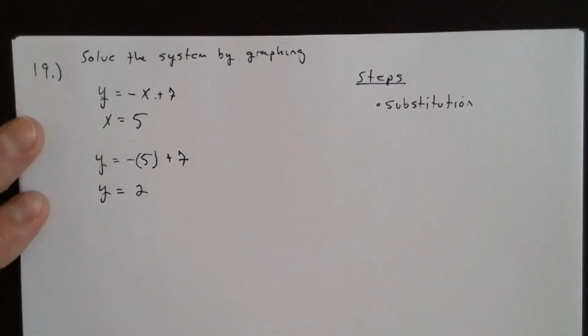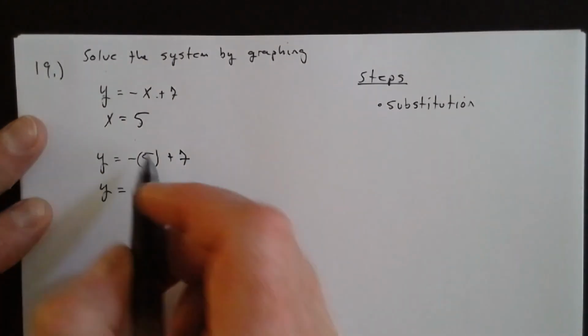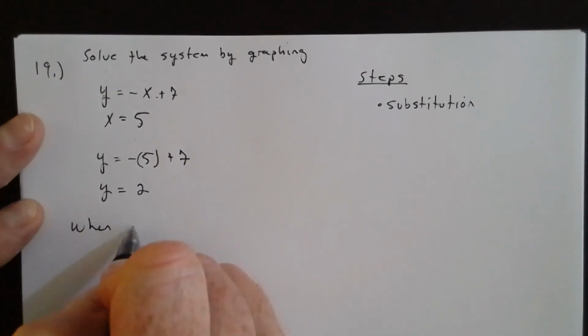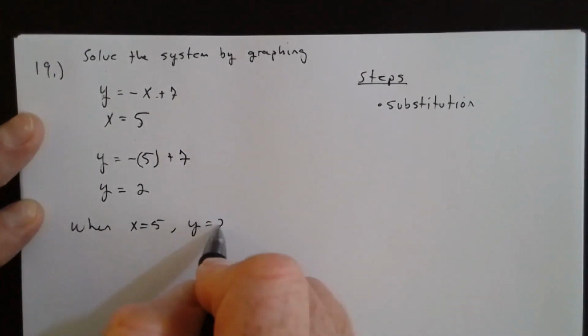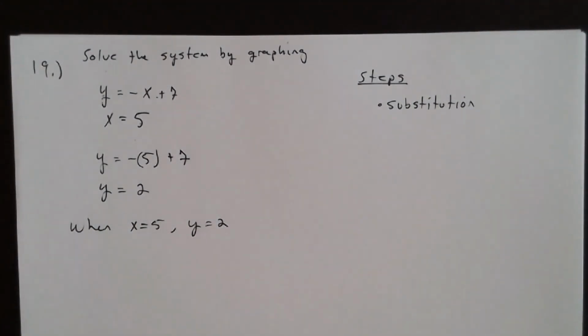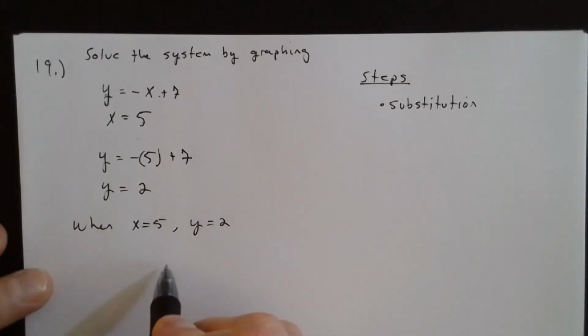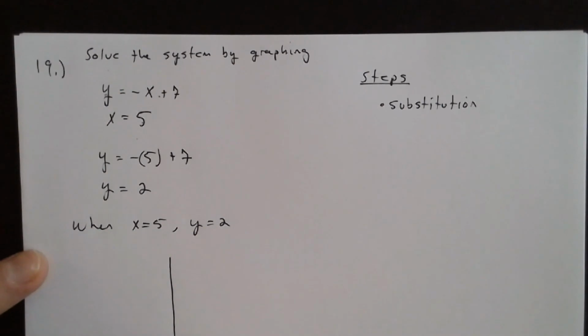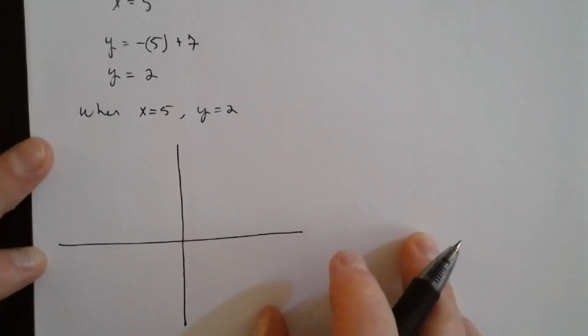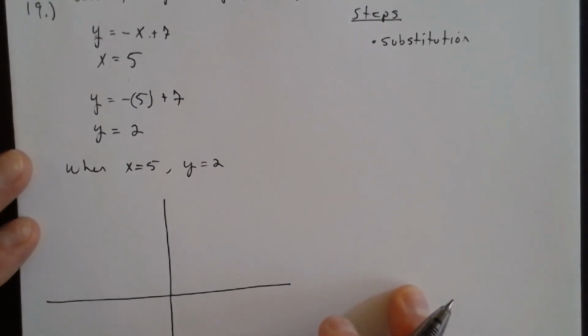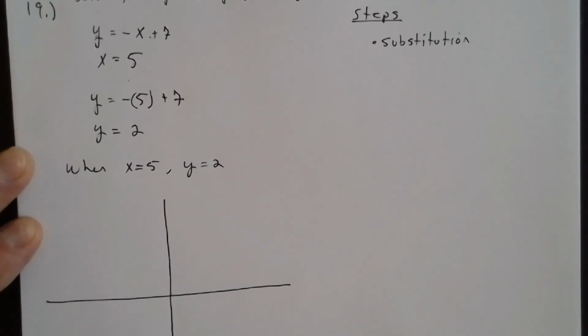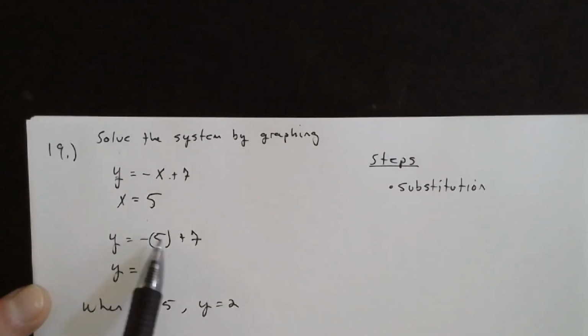So when x is equal to 5, y is equal to 2. But we have to graph the lines, and so let's graph them. Our first equation is y is equal to negative x plus 7. What do we need to do to graph this from the previous problem? Yep, negative 5 plus 7.